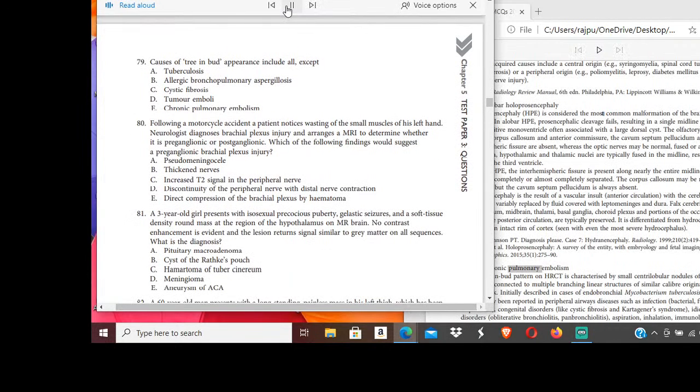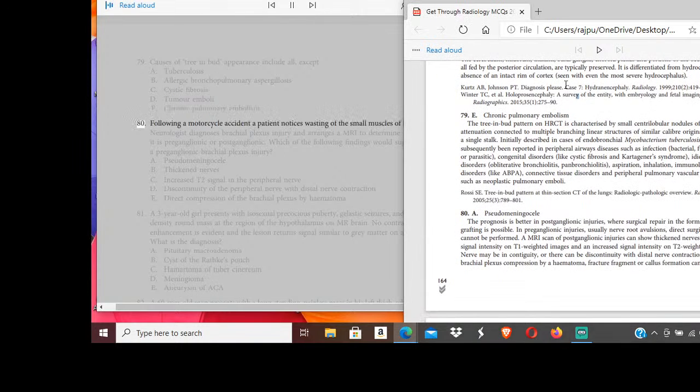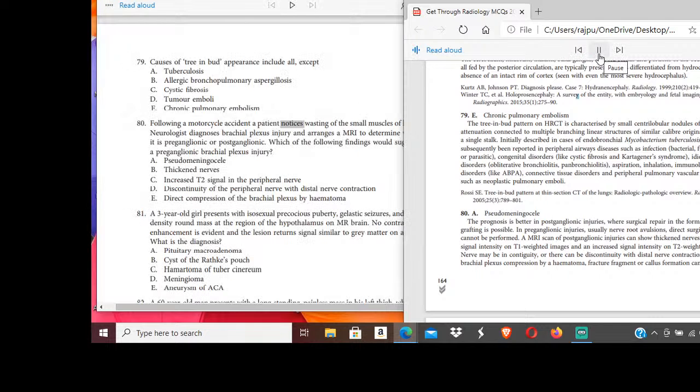79. Causes of tree in bud appearance include all, except: A, tuberculosis. B, allergic bronchopulmonary aspergillosis. C, cystic fibrosis. D, tumor emboli. E, chronic pulmonary embolism.